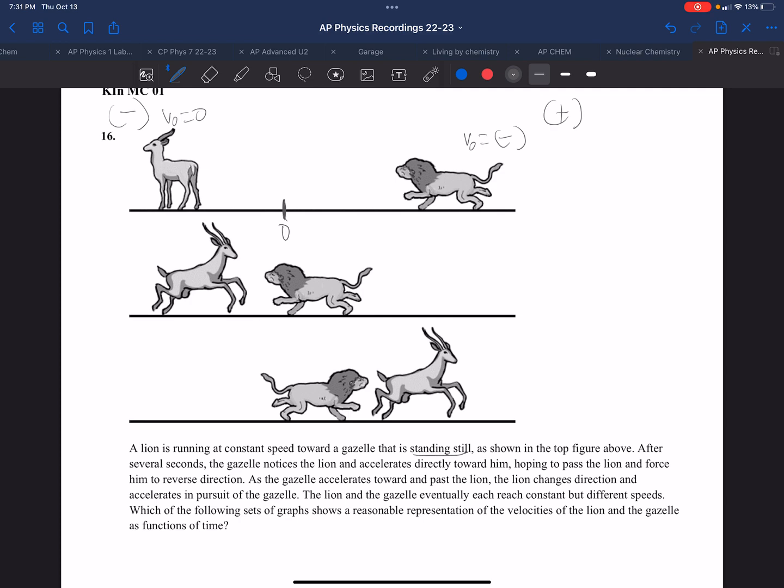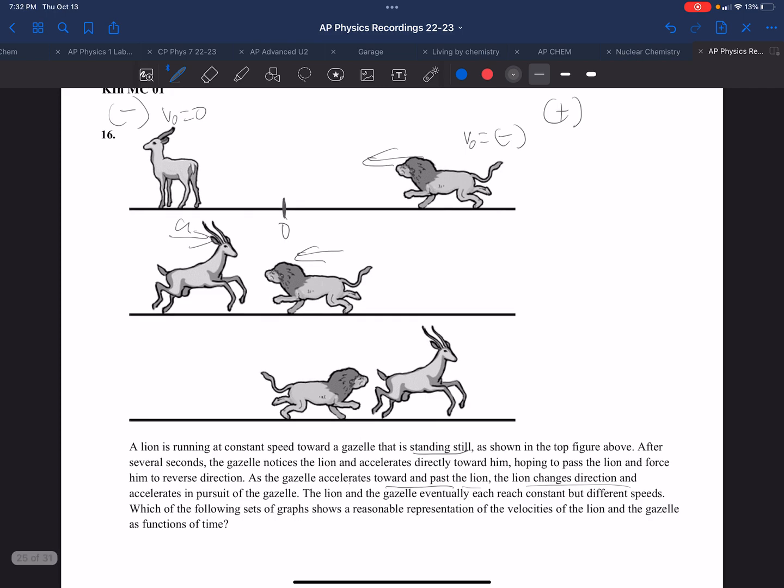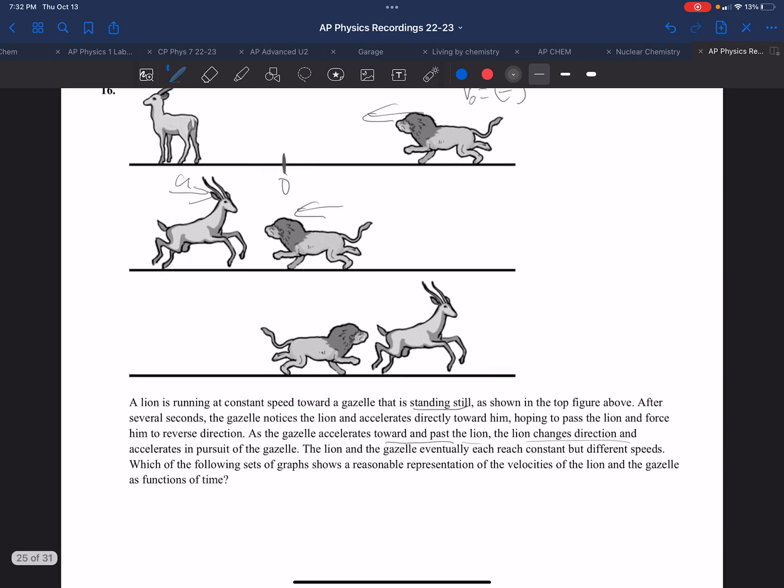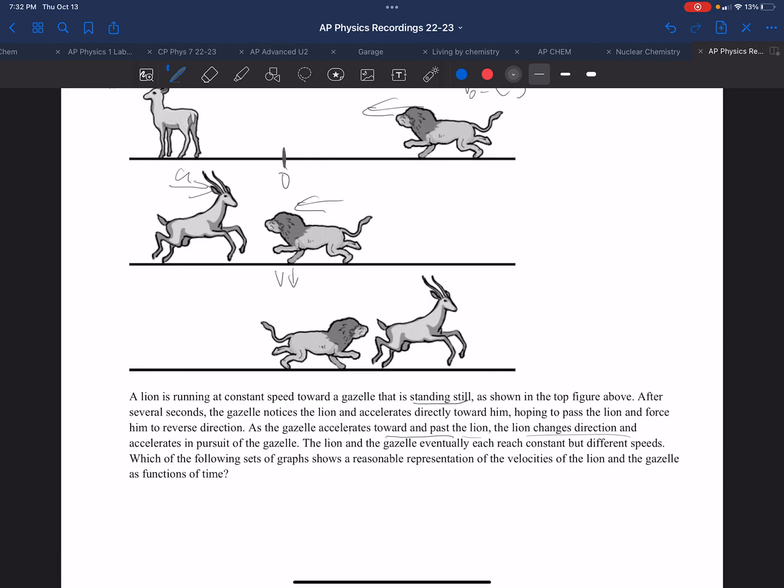After several seconds, the gazelle notices the lion and accelerates directly toward him. So the lion's moving this way, continuing to move this way at constant velocity, and we have acceleration in that direction, hoping to pass the lion and force him to reverse direction. As the gazelle accelerates toward and past the lion, the lion changes direction and accelerates in pursuit of the gazelle. So what's going to happen here is the velocity must decrease for the lion, and then the velocity must become 0, and then the velocity is going to have to be positive.